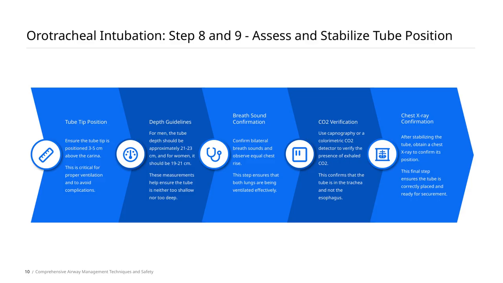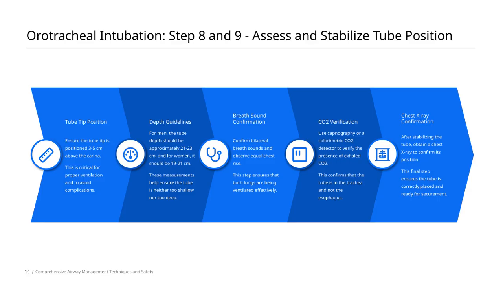In addition to the X-ray, we use capnography or a colorimetric CO2 detector to verify the presence of exhaled CO2. This is a quick and reliable way to confirm that the tube is in the airway and not mistakenly placed elsewhere. Next, we confirm bilateral breath sounds and observe for equal chest rise. These clinical signs help us verify that both lungs are being ventilated properly, which is essential for effective oxygenation and avoiding complications.